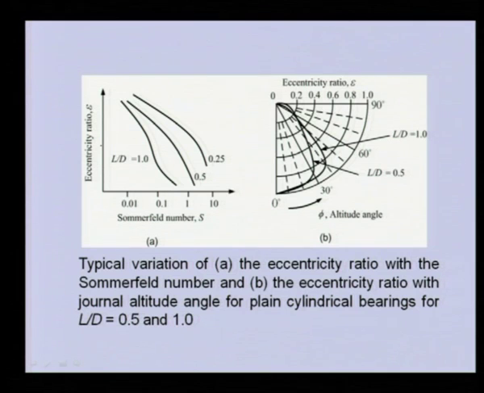You can see here, even if we want to plot the variation of the path for different L by D ratios, this contains both the eccentricity as well as the attitude angle. So, this has more information regarding the bearing equilibrium position. Again I am repeating, this was a very brief description of how we can solve the Reynolds equation using the finite difference method or using the short bearing approximation, and how we can get the coefficients.